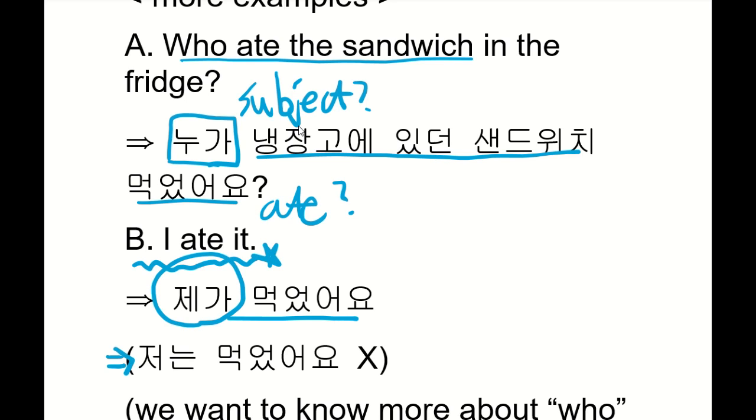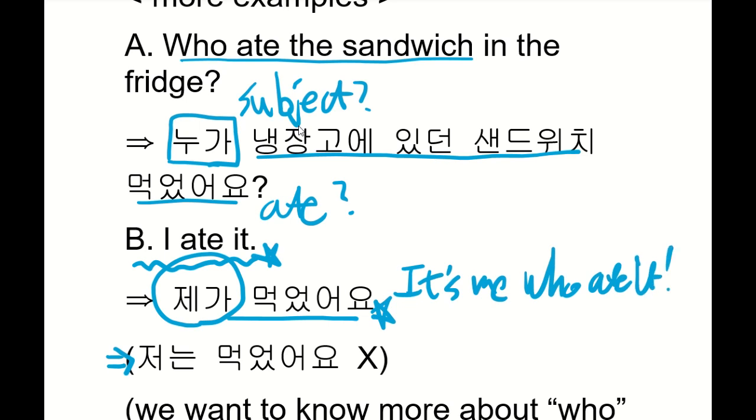Like this sounds wrong, unnatural, but Korean people would get what you mean, considering that you are a foreigner and you're learning Korean as a second language. But to sound like a native, 제가 먹었어요 is correct. Okay, it's better. 제가 먹었어요. It's me. It's me who ate it. We are focused on this me part.